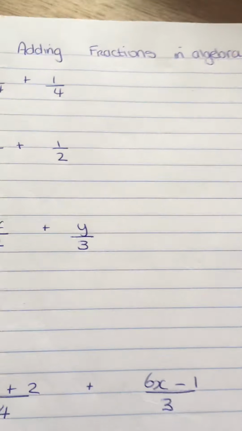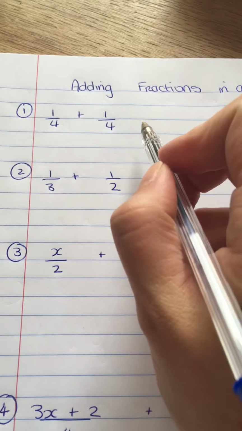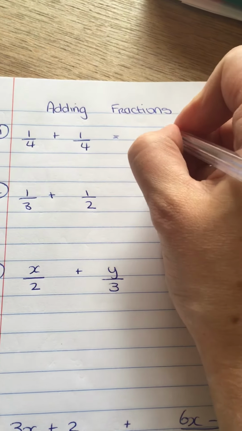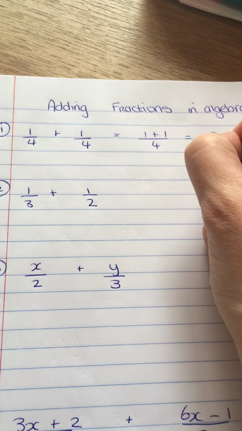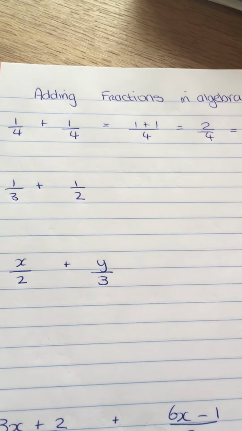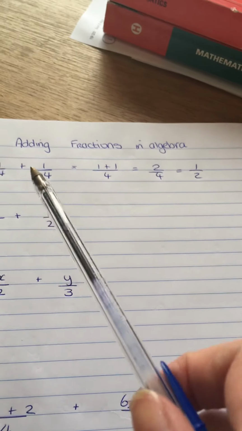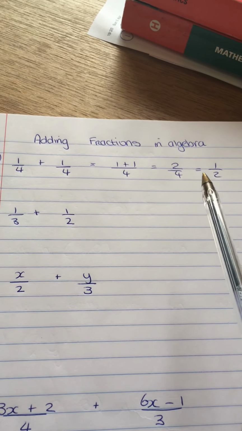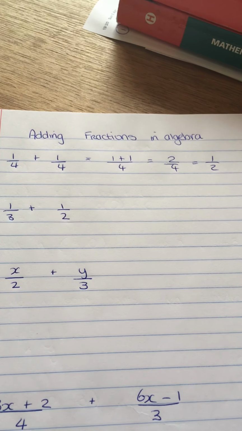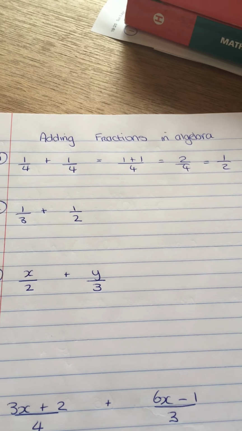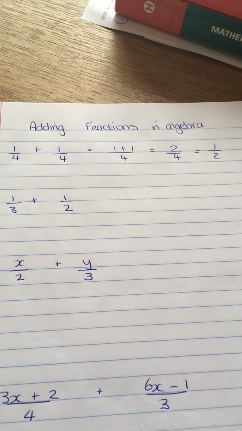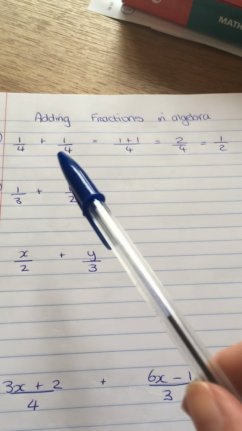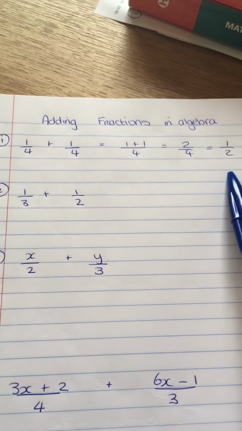The first one, because they're both over 4, we can add straight away. So it'll be 1 plus 1 over 4, which is 2/4, which is a half. When we're adding fractions, we still have the fraction; it doesn't get rid of it. Whereas when we had a fraction equals a fraction and we cross multiplied, the fractions were gone. When we're adding fractions, the fraction still exists.